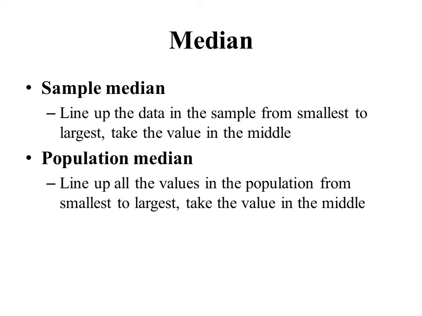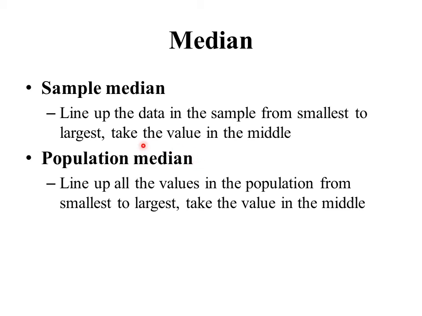Now, a similar idea is the population median. And to find a population median, we would line up all the values in the population from smallest to largest and take the value right in the middle. So the difference between a sample median and a population median is where the data come from. If the data come from a sample, then the median is called a sample median. If the data come from every single member of our population, then the median is called the population median.